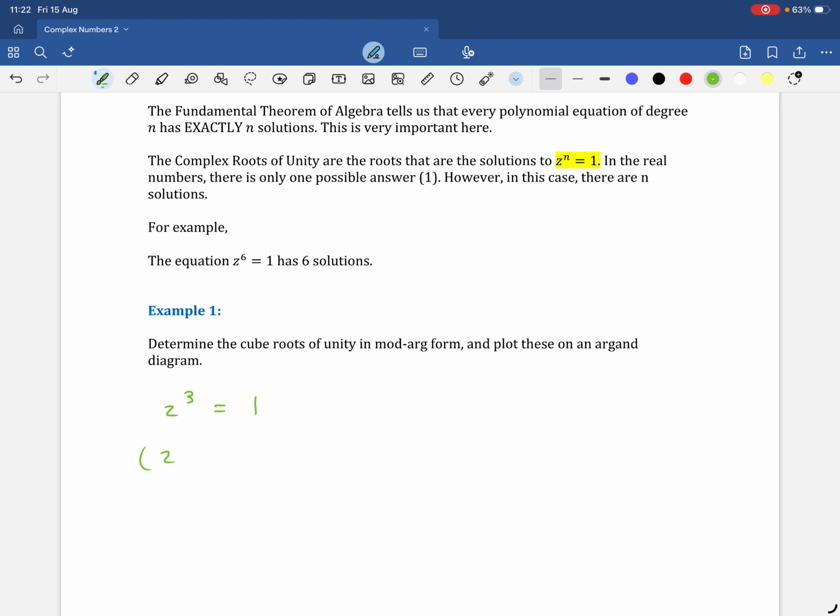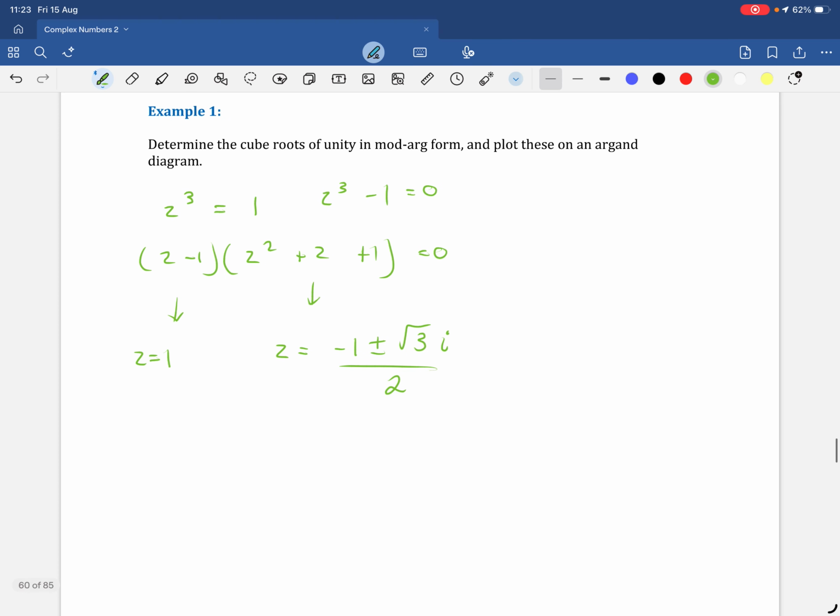Now, if we do that, we've got z cubed minus 1 equals 0. So z minus 1, z squared plus z plus 1 equals 0, which means here z is equal to 1. But if we use the quadratic formula, we get z is minus 1 plus or minus root 3i over 2. And that's the answer to those questions. We've just found the solutions of the cube root of unity.